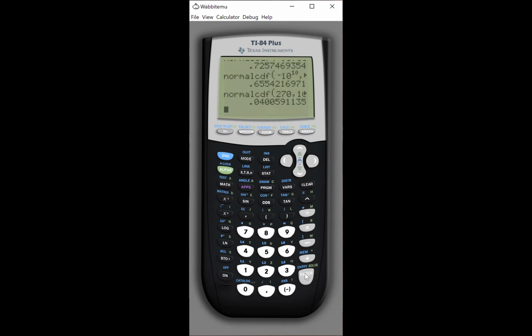All right, so your final answer will be 0.0401, and that's it for your final answer. Any question in regard to the answer for part D? Let me transfer back to the notes.